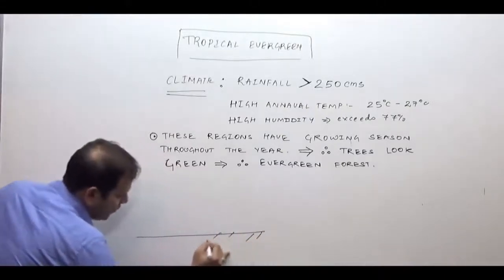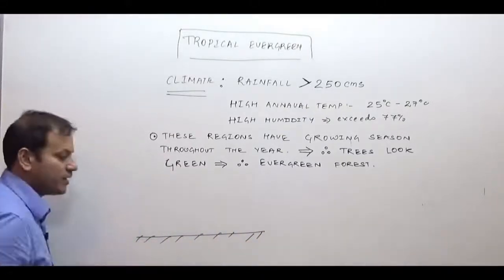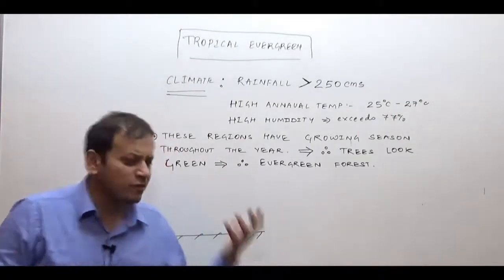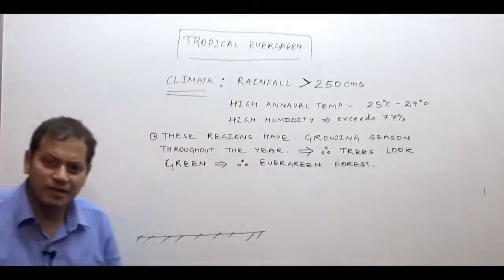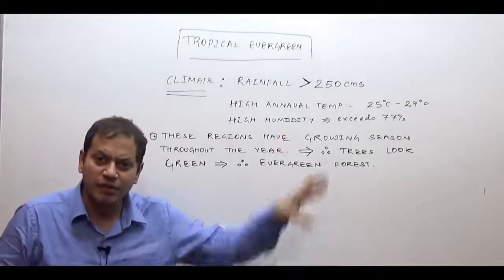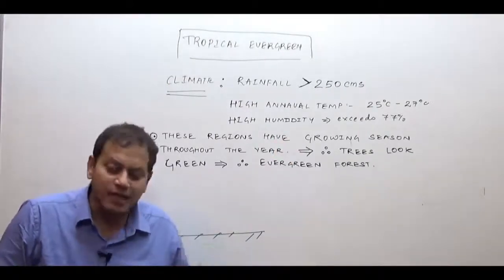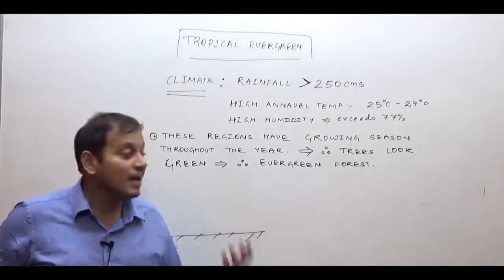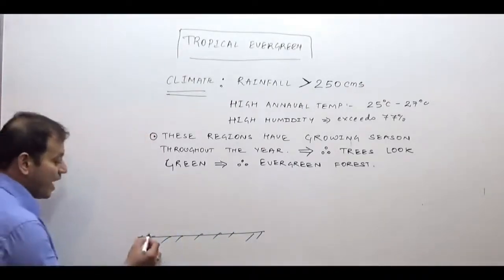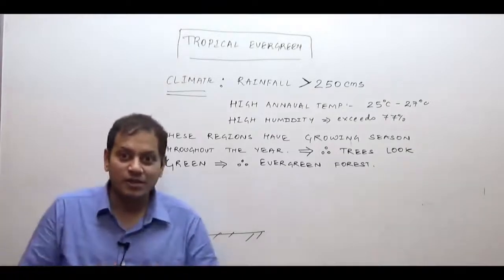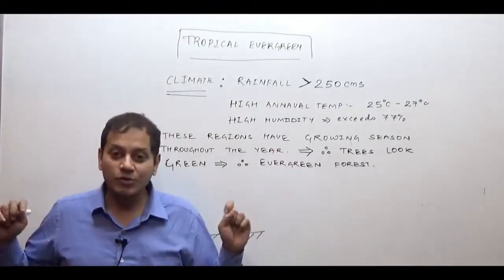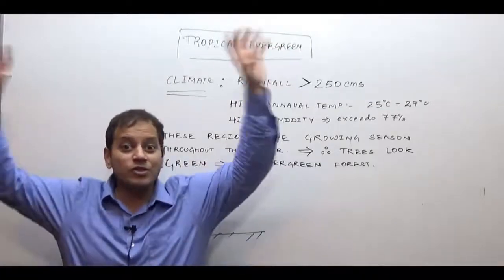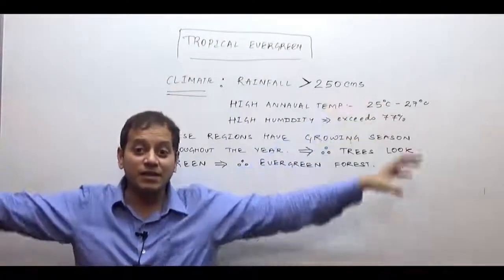There is a long growing season throughout the year. Therefore, the productivity of this biome, that is the tropical evergreen biome, which is also found in the equatorial regions. Why? Because the equatorial regions receive very, very high rainfall throughout the year. And as a result, there is a competition among the trees, because the trees are growing throughout the year. There is a competition for water, and also because the leaves are evergreen.